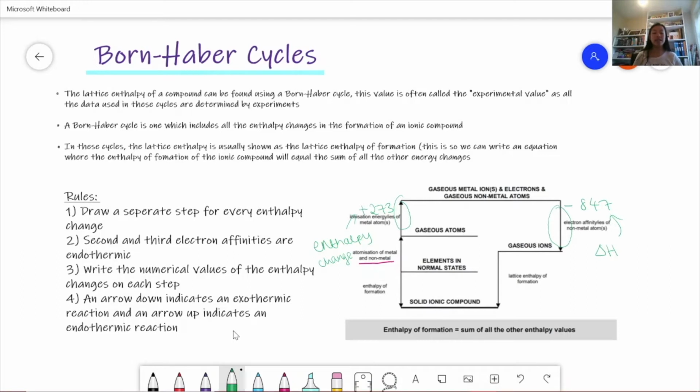And now you can see that the enthalpy of formation is equal to the sum of all the other enthalpy values. And this is building on Hess's law. So Hess's law states that no matter what route you take, the enthalpy change will be independent. So this means that if we follow the arrows round, then this enthalpy of formation will be equal to the sum of all the other enthalpy values. And that's because we're starting and finishing in the same places. So we're starting on this level, and then we're finishing at this solid ionic compound level.